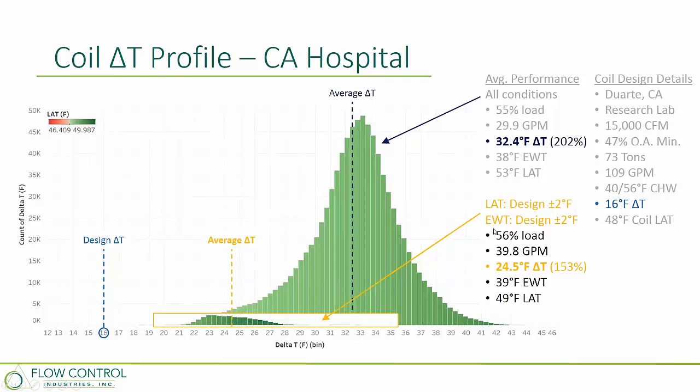We see it's about 50% or 56% load, so very similar to the operating conditions across that entire 2-year period. A slightly higher flow rate, 39, almost 40 GPM, and a little bit lower delta T, but still at 24 degrees on a coil designed for 16-degree delta T. We're averaging 39-degree entering water temperature and 49-degree leaving air. So a smaller data set, but we're still at 150% of our delta T design.